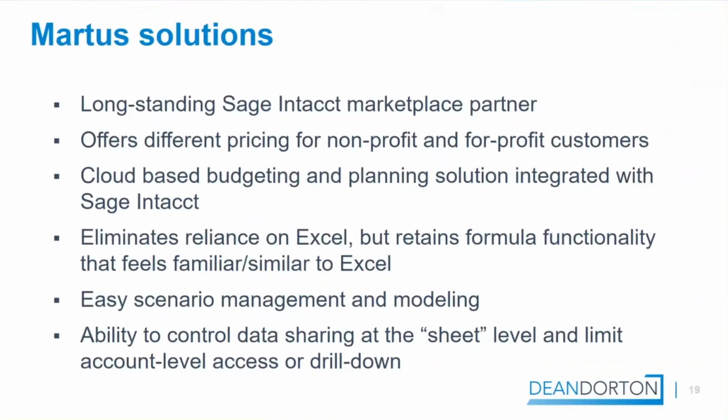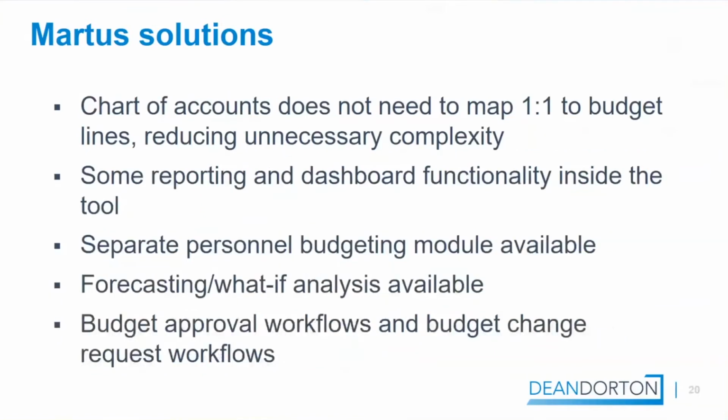You can also restrict people on a dimension by dimension basis. The chart of accounts, again, does not need to map one-to-one, so you have that same reduction in complexity that I talked about before. There is, again, some reporting and dashboard functionality.